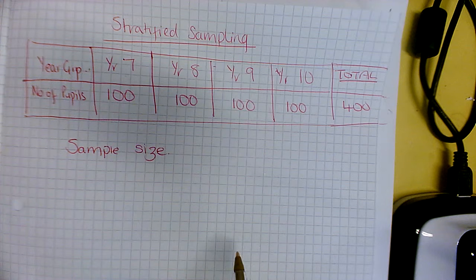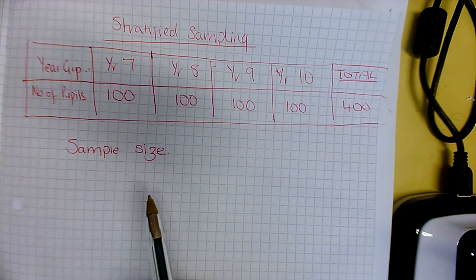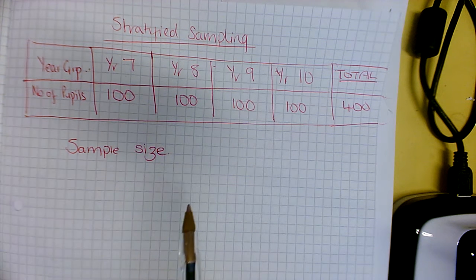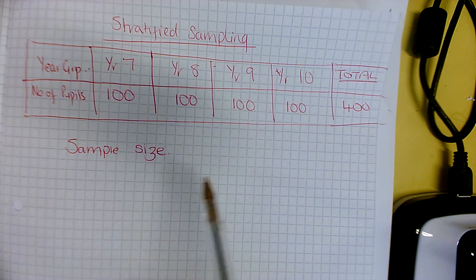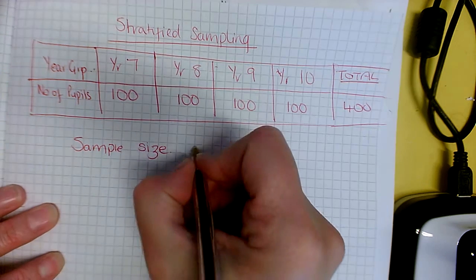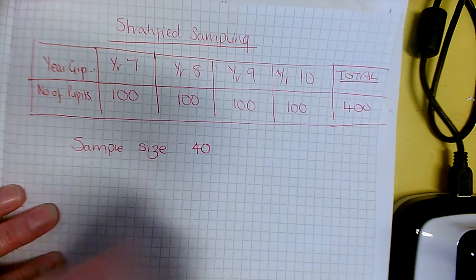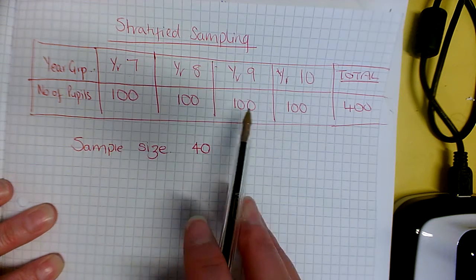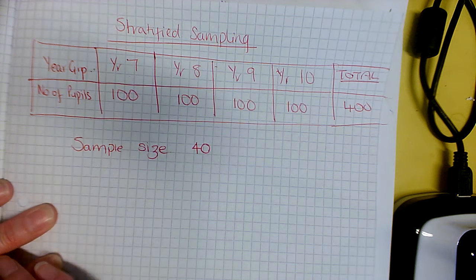Now, what stratified sampling means is making sure that your sample reflects accurately the population that you're sampling from. Now in this case it's nice and easy, but I think it's useful just to help you to understand how it works. So if, for example, I wanted a sample size of 40, I want to make sure that I select appropriately from my individual year groups the same number of students.